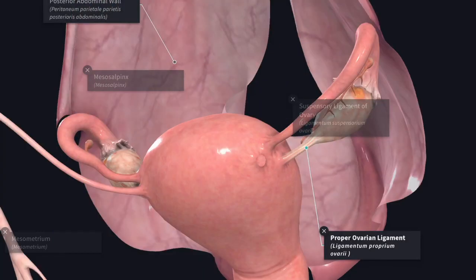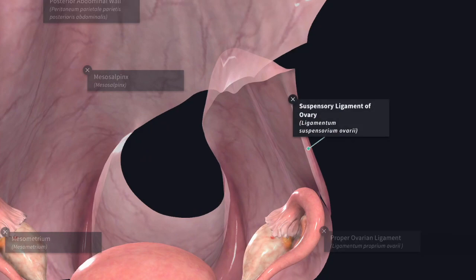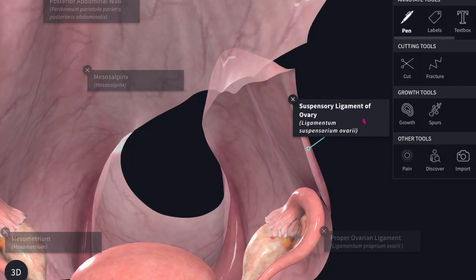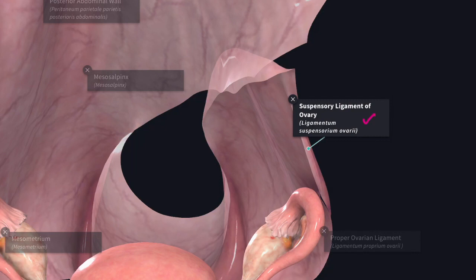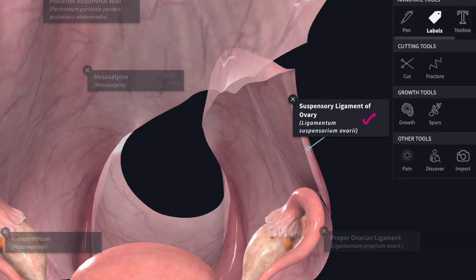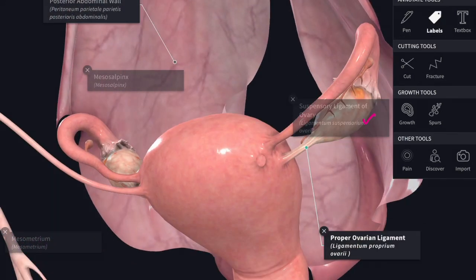The ovary is suspended from the pelvic brim by a peritoneal fold known as the suspensory ligament of the ovary. So this is the suspensory ligament of the ovary. The lower end is attached to the cornua of the uterus by the ligament of the ovary. So this is the proper ovarian ligament, which attaches the ovary to the cornua of the uterus. So this is the cornua of the uterus.